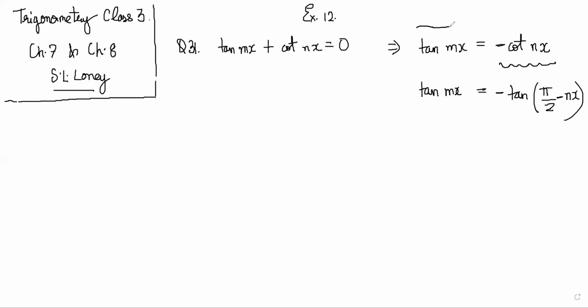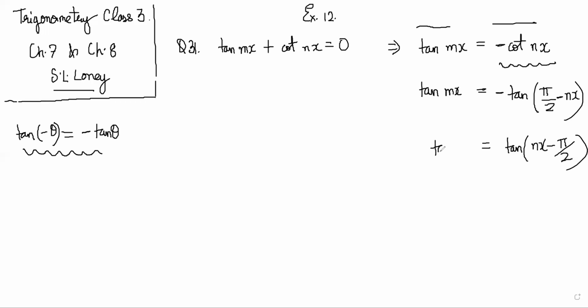Because I cannot solve an equation when it is tan is equal to cot. I have to solve something like tan is equal to tan. So I've converted cot nx to tan of pi by 2 minus nx. And I also know that tan of minus theta is equal to minus tan theta, right? Because sine is going to become negative, even the cos doesn't become negative. So therefore, this can be written as tan of nx minus pi by 2, right? Correct?